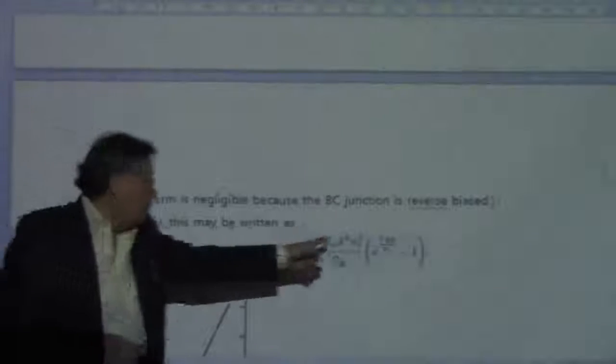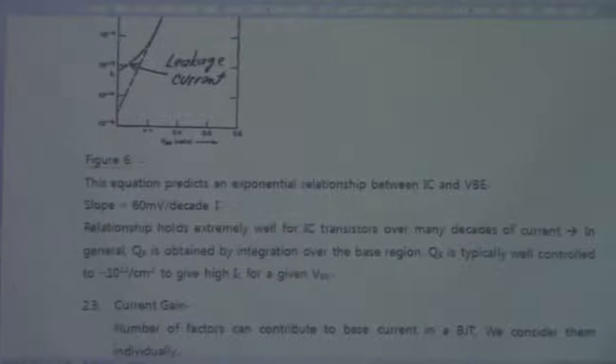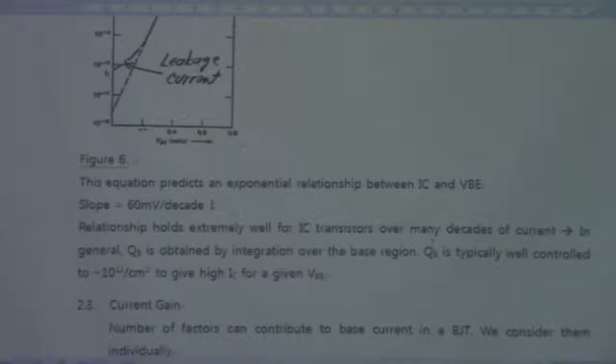And the final equation is this. This equation has been plotted, the current against the voltage. This equation predicts an exponential relationship between current and voltage, and the slope is such and such. The relationship holds extremely well for IC transistors over many decades of current in general.